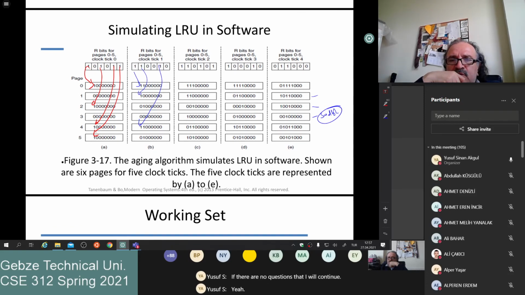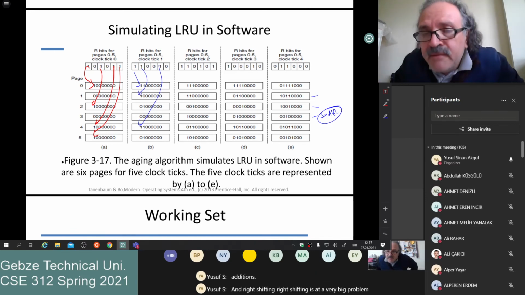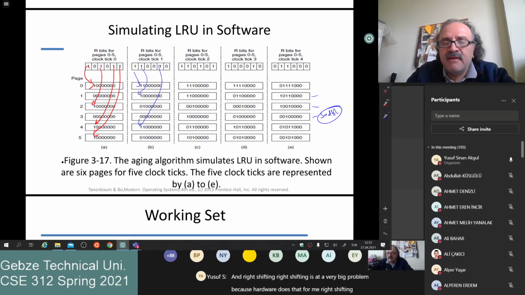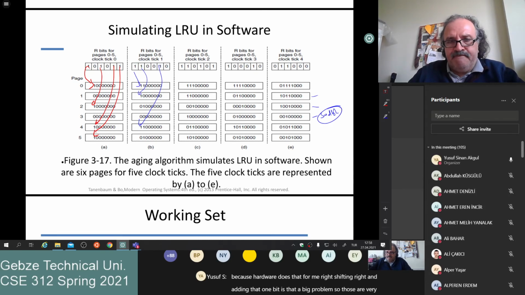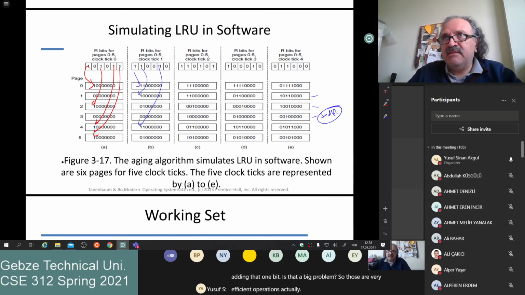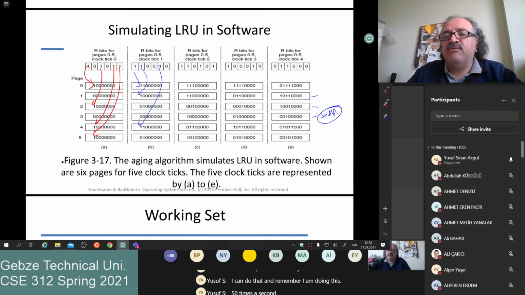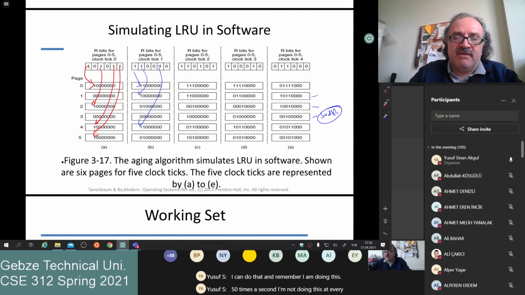So in terms of efficiency, clearing out all the R bits and making these additions and right shifting is not a very big problem because hardware does that for me, right shifting, right? And adding that one bit is not a big problem. So those are very efficient operations actually. And remember, I am doing this 50 times a second. I am not doing this at every memory reference.